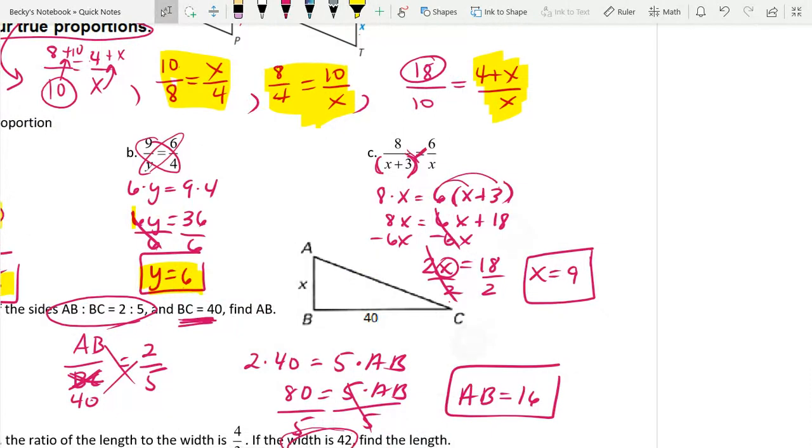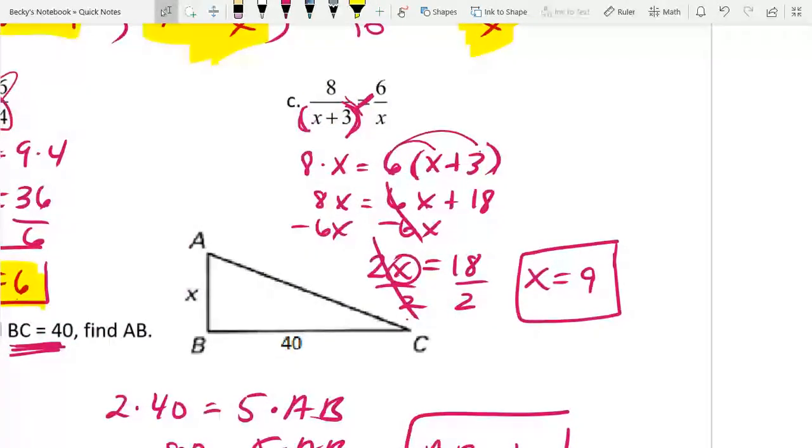Now this is the tricky one. So whenever you have a binomial, that means you have an x plus or minus a number. You're going to have to put a parenthesis around it and distribute that. So 6 times x and 6 times 3. So I get 6x plus 18. When you multiply the other direction, you get 8x. So let's solve it by subtracting 6x to get 2x, and then divide by 2 to get 9.